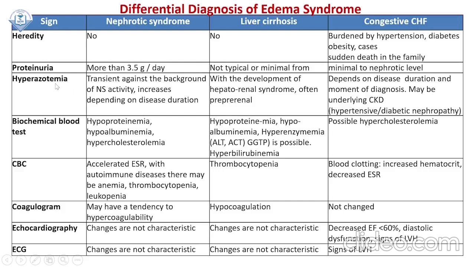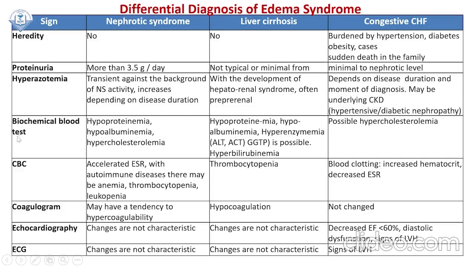Hyperazotemia. This manifestation may be transient against the background of nephrotic syndrome activity, increases depending on disease duration. In liver cirrhosis, it may be with the development of hepatorenal syndrome and often pre-renal type. In heart failure, it depends on disease duration and moment of diagnosis. Sometimes there may be underlying chronic kidney diseases.